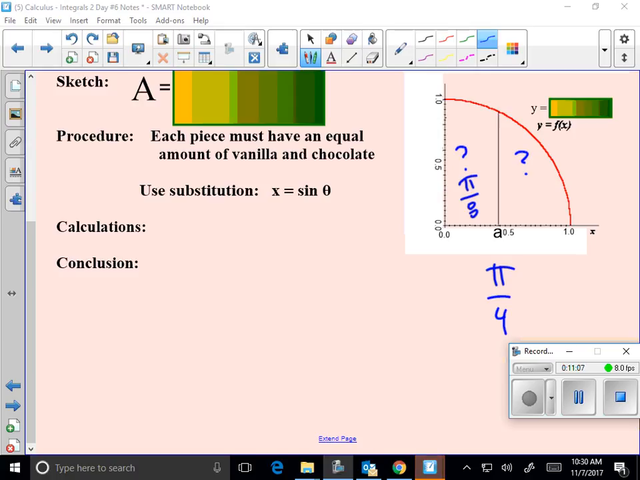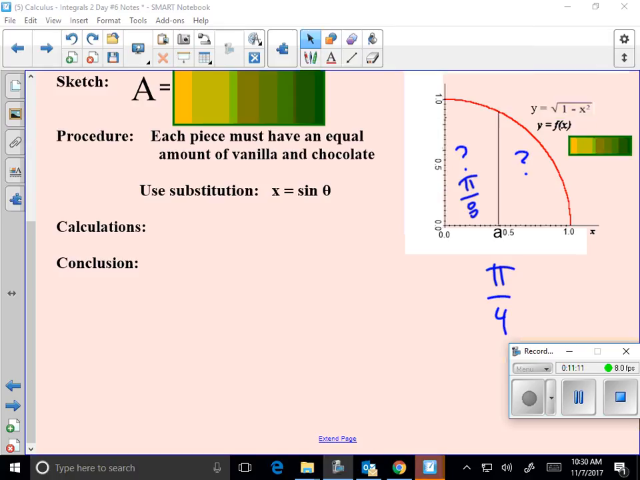But I need to know what this function is. Well, this is a circle, and therefore the function we will be integrating is the square root of 1 minus x squared. So we're going to plug in for x sine theta. And we're going to do some trig substitution.